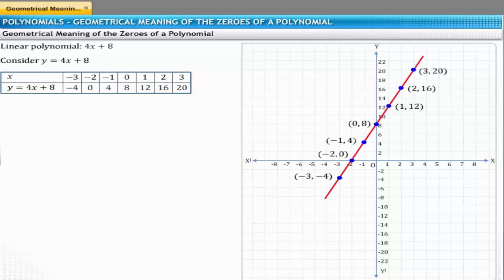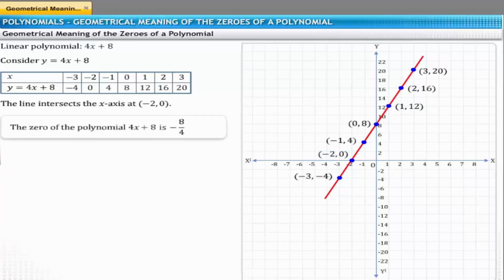On joining all these points, we get a straight line. As you can see, this line intersects the x-axis at the point -2, 0. This means that the line intersects the x-axis when x is equal to -2. As per the definition of the zero of a polynomial, the zero of this linear polynomial is -8/4. This implies that the zero of this polynomial is -2.